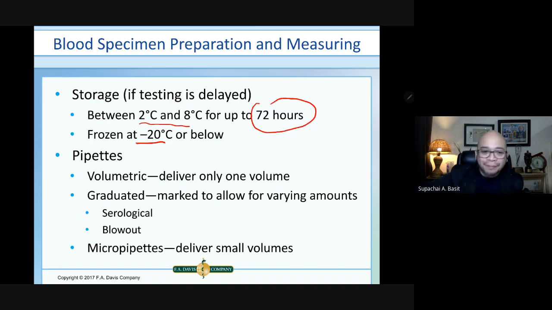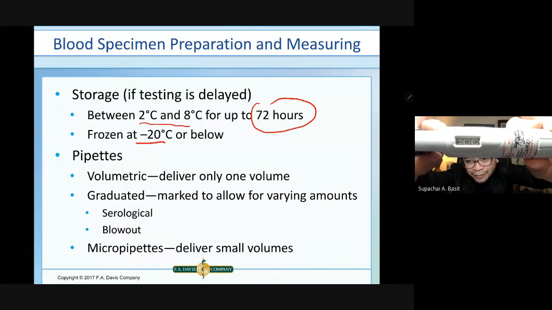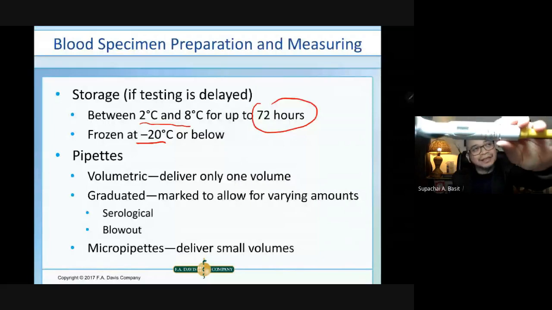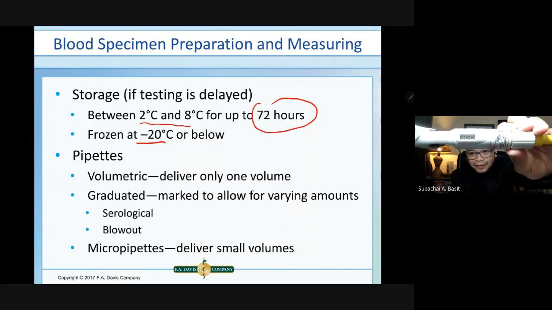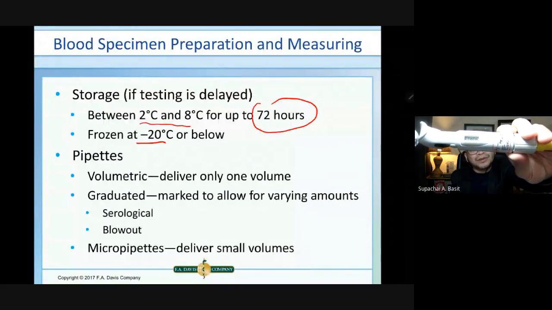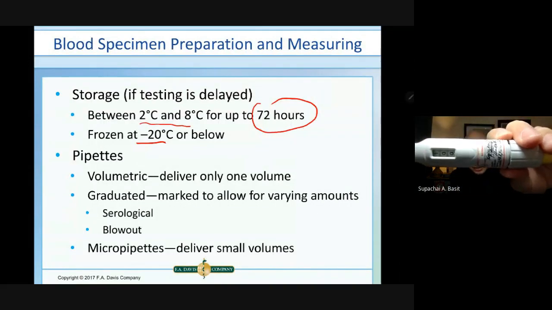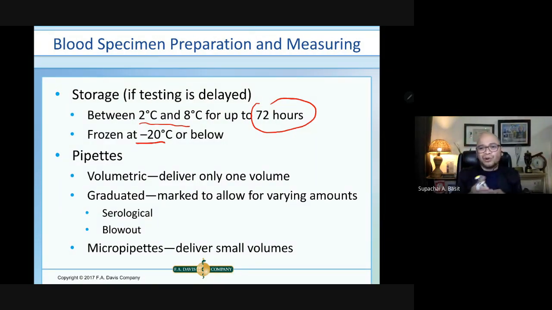Then the second type of pipette is this one, the micropipette. It can deliver small amounts. For example, this pipette can deliver 100 microliters, 100 µL. When you say 100 µL, that is equivalent to 0.1 ml, because 1,000 microliters is 1 ml. So 100 microliters is 0.1 ml. That's how small the amount is.